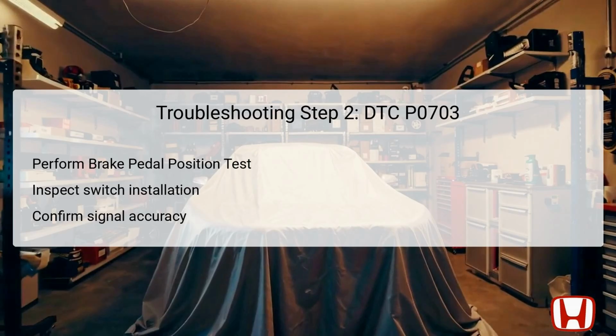This involves verifying whether the switch is properly installed and functioning as designed. Technicians should check both the mechanical setup and the electrical performance of the switch. A misalignment or incorrect installation of the switch could lead to inaccurate readings of the brake pedal's state, causing the PCM to log DTC P0703.